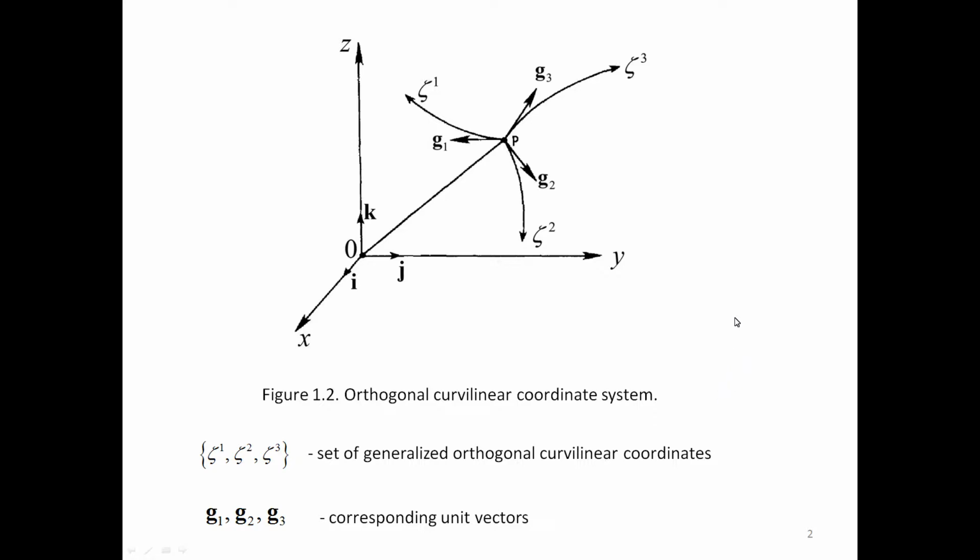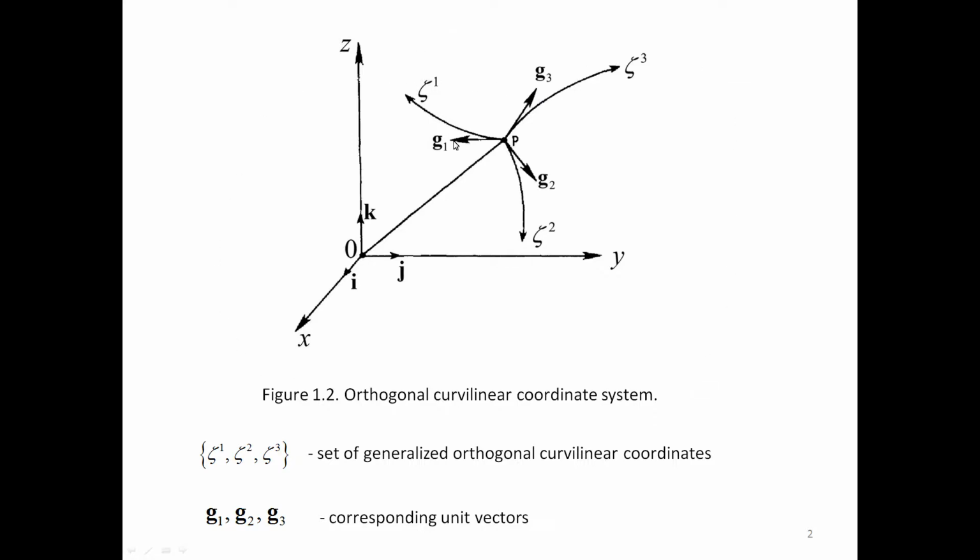Let us define theta 1, theta 2, theta 3 to be a set of generalized orthogonal curvilinear coordinates whose origin is at point P, and let G1, G2, G3 be the corresponding unit vectors. See figure 1.2.